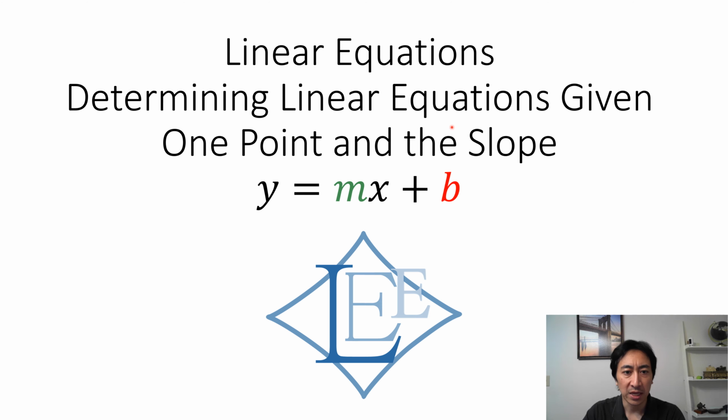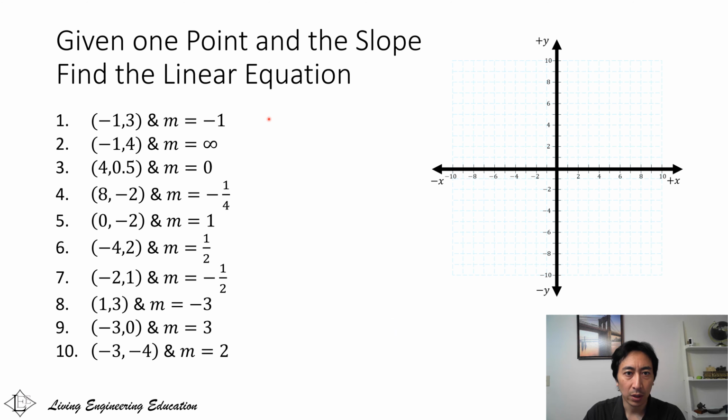In this video, we'll look at example problems to solve for the linear equation when we're given a point and the slope of the line. Here we have 10 example problems. In each, we're given a point and the slope of the line, m. We're going to do the first 5 problems together, and then you can do the next 5 on your own. I'll give you the solutions for the linear equations for each of these 10 problems, so you can solve the 6th through the 10th problem on your own to see if you understand the concept.